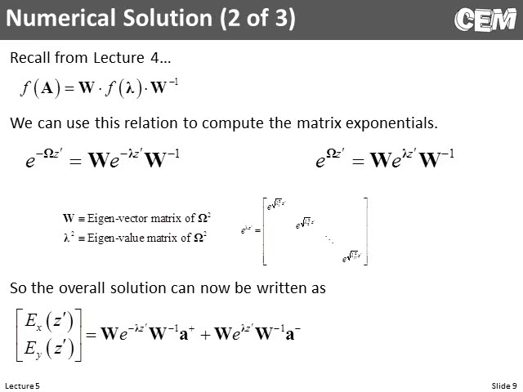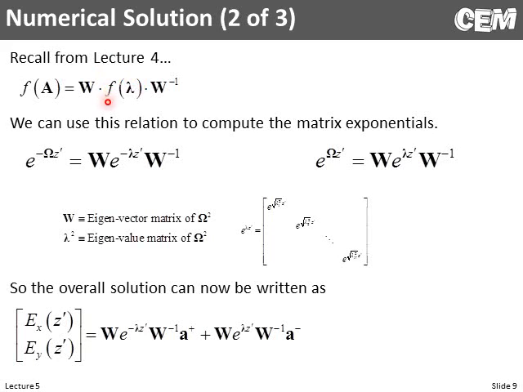We still have this matrix exponential, this exponential of the omega matrix. So recall from lecture 4, anytime we have a function of a matrix, we can calculate the eigenvectors and eigenvalues of that matrix and write that function this way, where we have the eigenvector matrix multiplying the function operating on the eigenvalue matrix and then dividing by the eigenvector matrix. The reason that this is simple is that the eigenvalue matrix is a diagonal matrix. It just has the eigenvalues going down the diagonal.